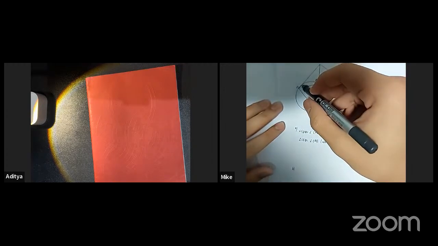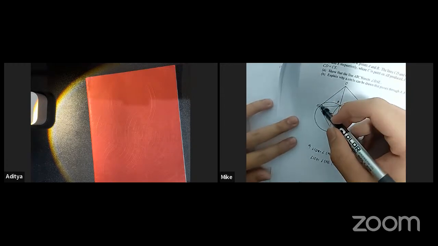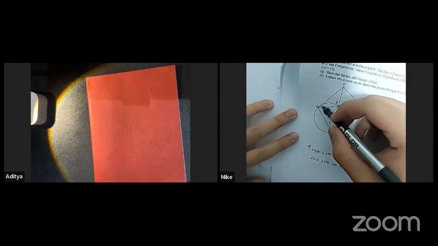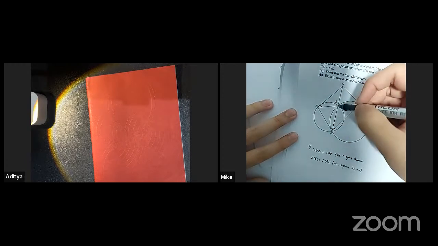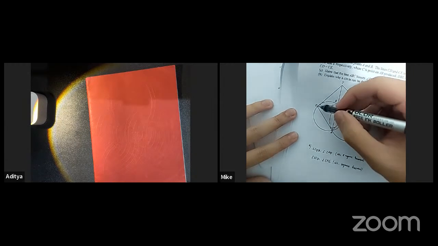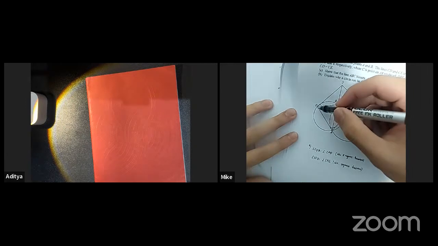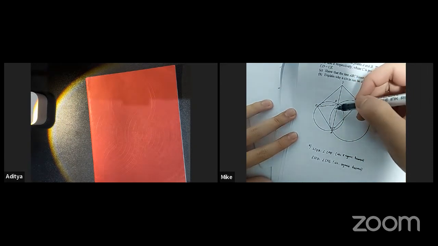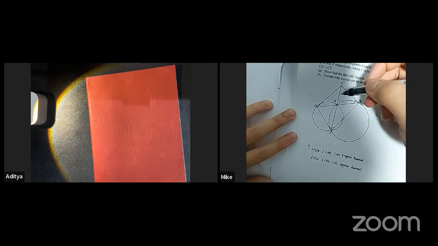So the printing is bad, but this is a tangent. This is a triangle within a circle. So this angle is equal to this angle. And then this other one is equal to where is it? This angle. Wonderful. Okay, that was correct.